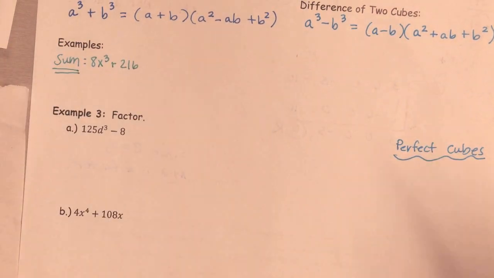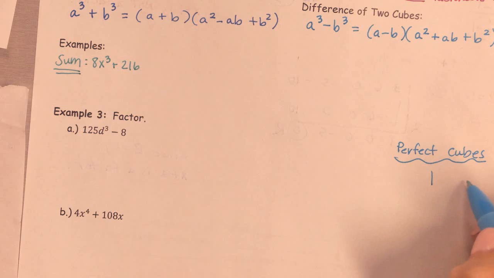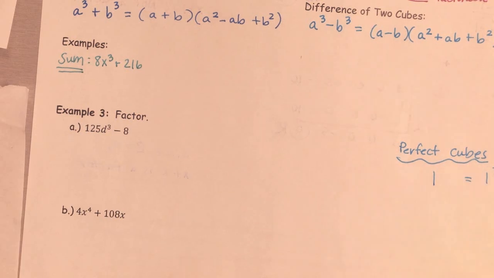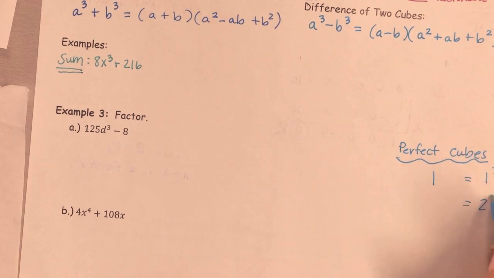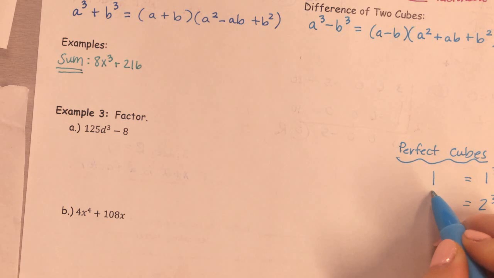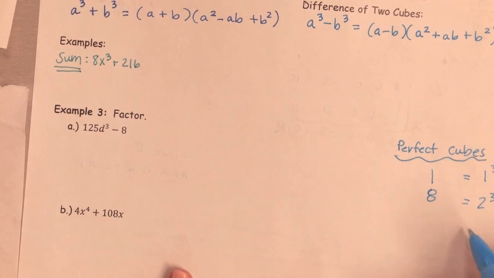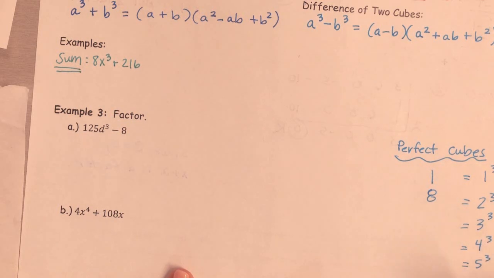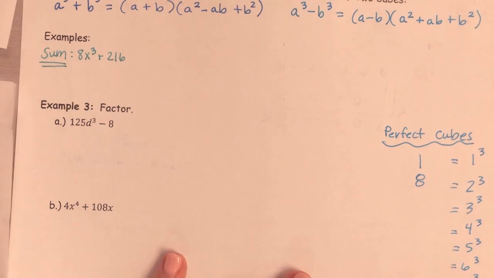What's 1 to the third? 1. And then if you guys want, you can just put equals 1 to the third. Okay? 2 to the third is 8. So that's a perfect cube. We're going to do this for 3 to the third, 4 to the third, 5, 6, 7, 8, 9, 10.